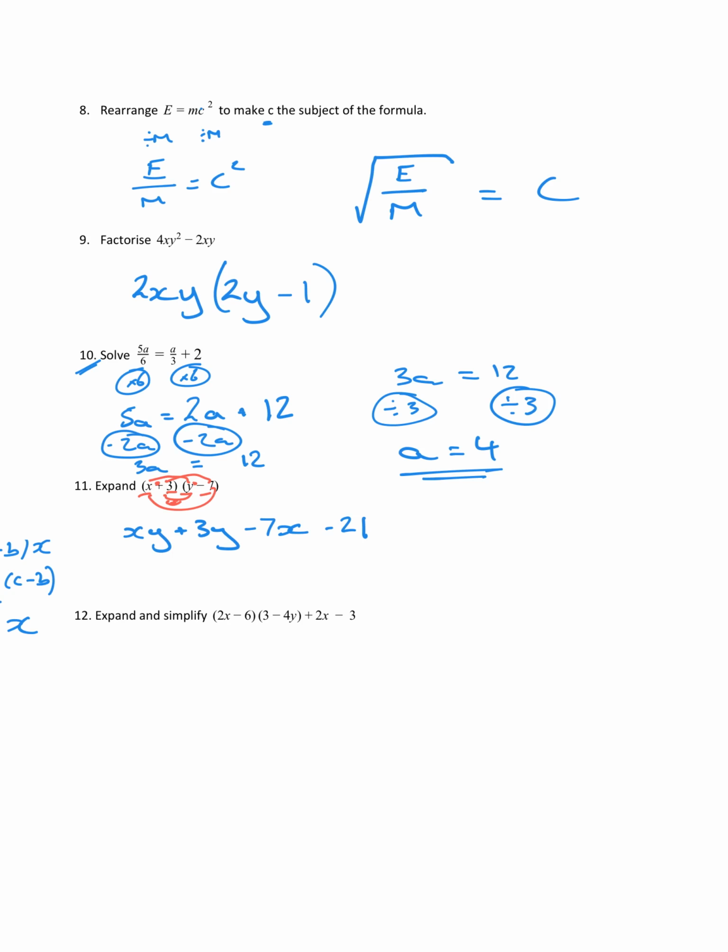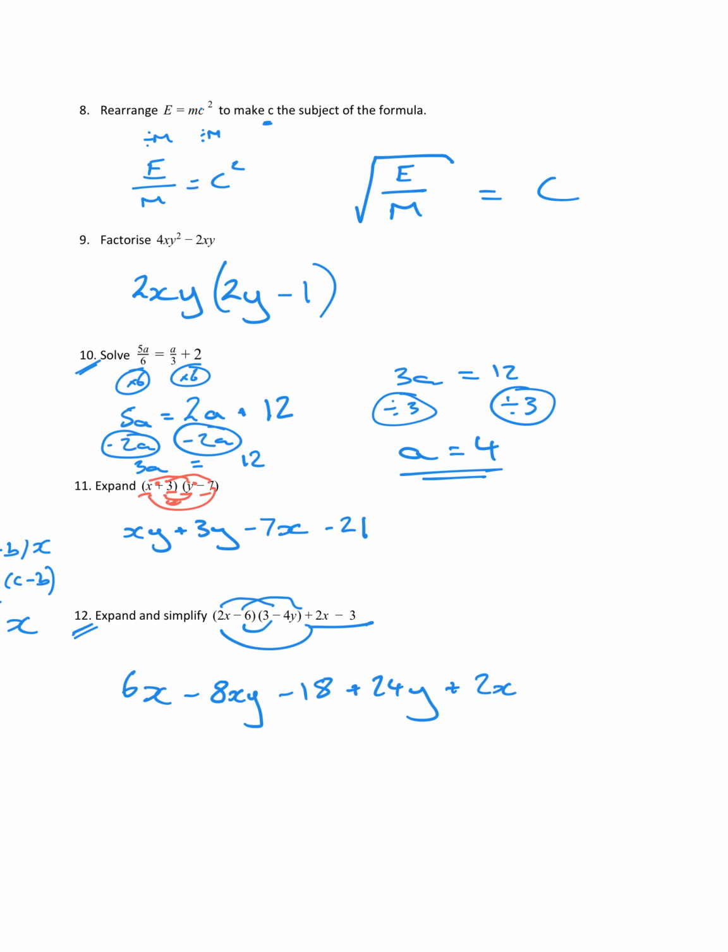Okay, question 12. Similar process. I need to multiply out this double bracket and make sure I multiply everything together. 3 times 2x, 6x. Minus 4y times 2x is minus 8xy. Minus 6 times 3, minus 18. And which one haven't I done? Minus 6 times minus 4y. Ooh, careful, that's positive. Plus 24y. And remember, I have these terms as well.